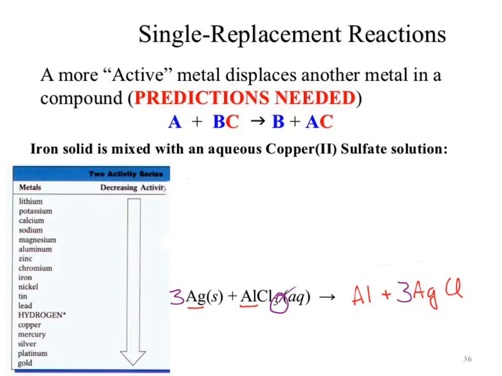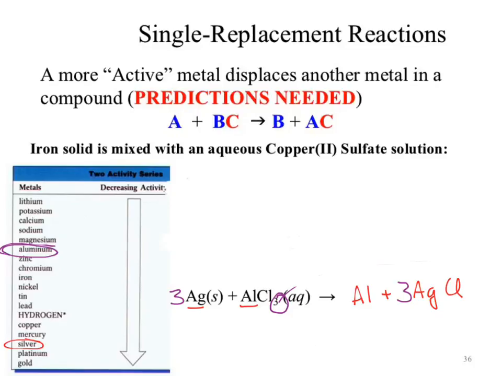Is that true? How would I find out? You have to look at a chart. You have to look at some data. So here's some data listing our activity. Lithium is the most active. Gold is our least active. We need to find silver and aluminum on our chart. Where is silver? Third from the bottom. Where is aluminum? There. Way up at the top. Which one is the more active metal?